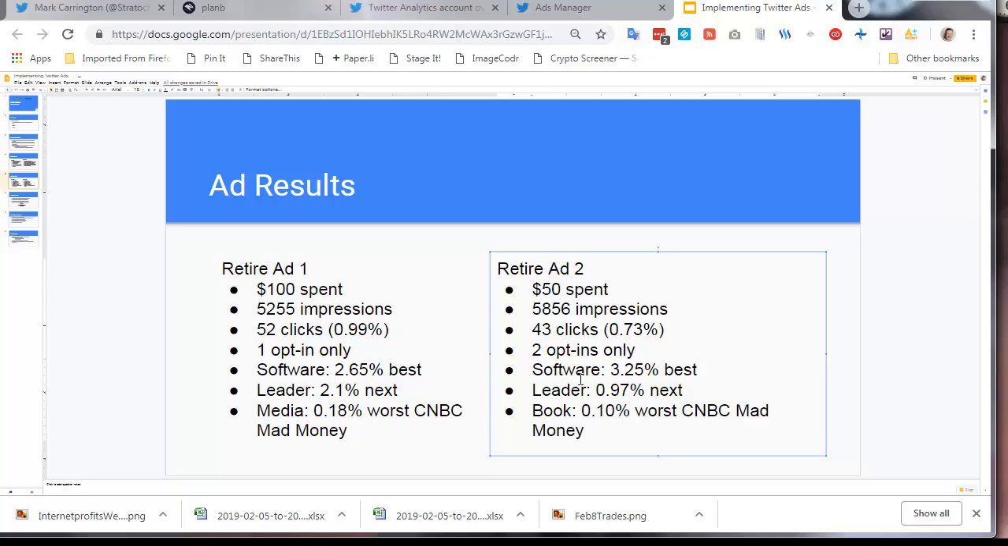Software was the best on both groups. The leader, the retirement planner as a leader, was better. And media was the worst in this group, the Mad Money group. So I fixed that by changing the media.